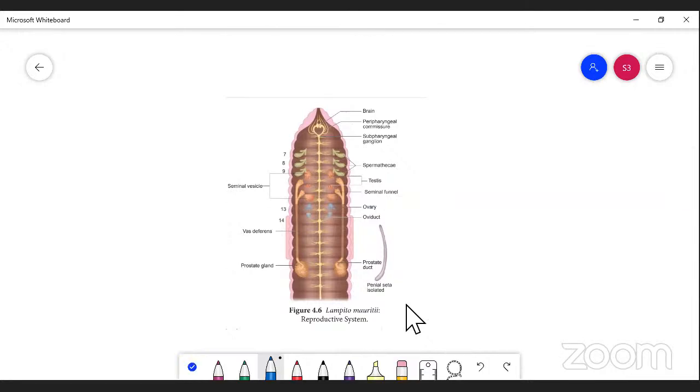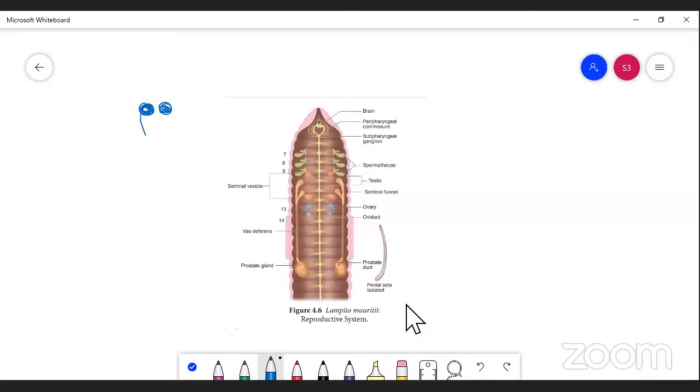The nervous system consists of a bilobed mass of nerve tissue found in the 3rd segment of the earthworm, on the dorsal part of the animal body. This bilobed mass of structure is called the brain. You can observe the diagram. See, this is a nerve ganglion, located in the 3rd segment.